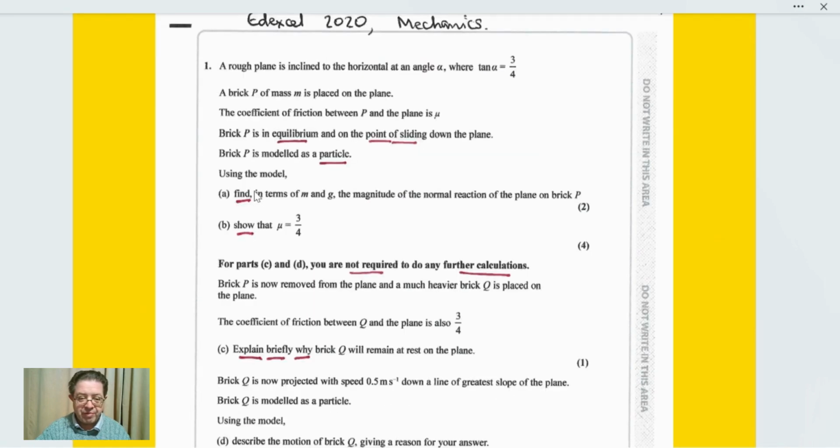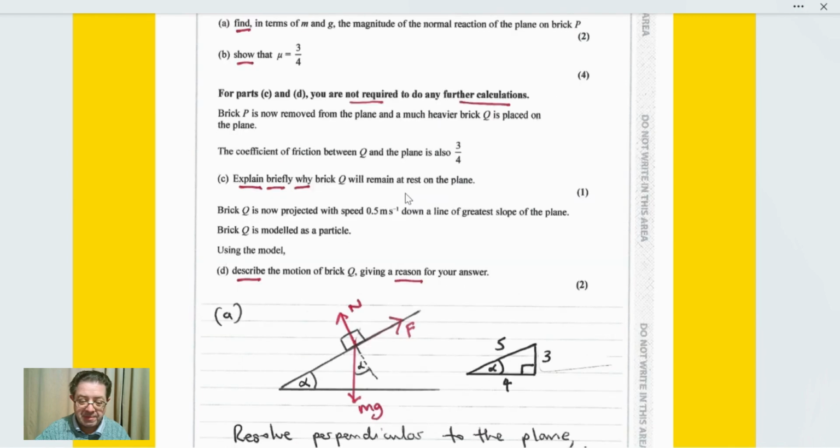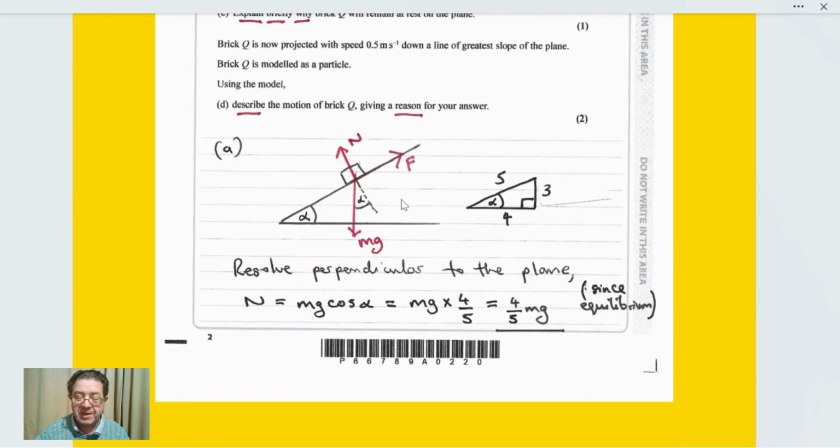Question 1. A rough plane is inclined to the horizontal at an angle alpha, where tan of alpha is 3/4. A brick is placed. The brick is in equilibrium and on the point of sliding. Model as a particle. First of all, find, in terms of m and g, the magnitude of the normal reaction of the plane. Now, we're probably going to need a good diagram, and we need to understand the forces that will act on this particle.